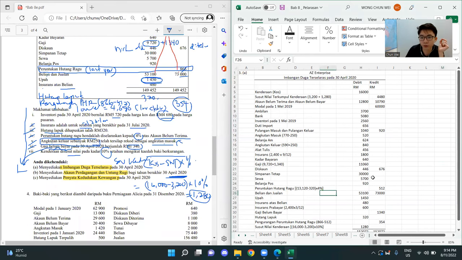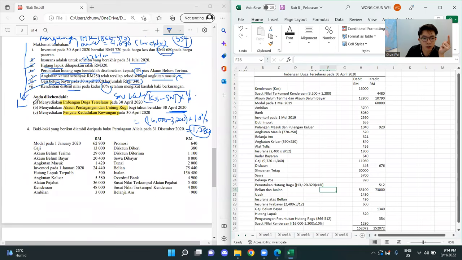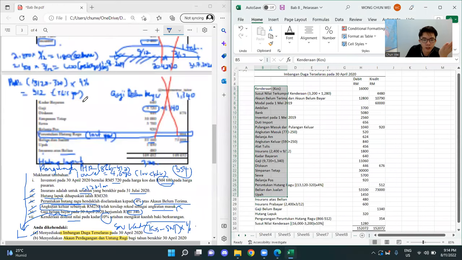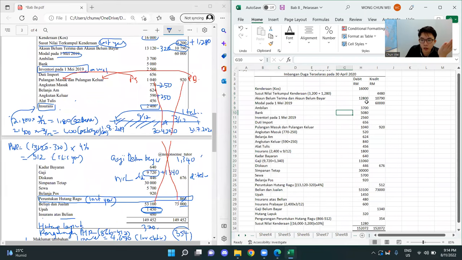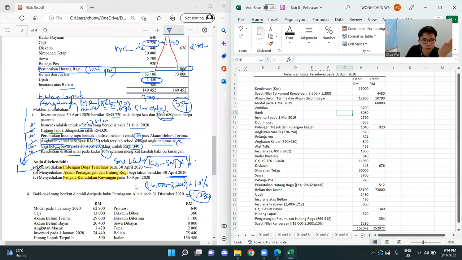So this is the answer for your Imbangan Duga Terselaras. Okay. So this is the A. And then this, normally they don't come out in your exam. Okay. Even they do, the mark is not too much because it's very simple. You just copy, isn't it? All we did just now was just copy from here and then we just do the adjustment accordingly. The real deal is in B and C.